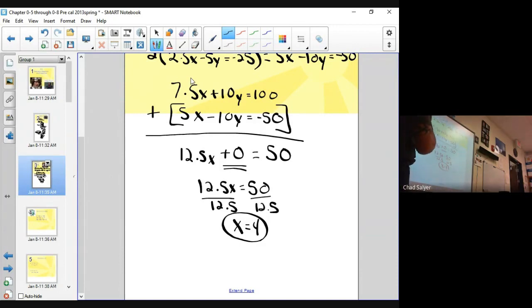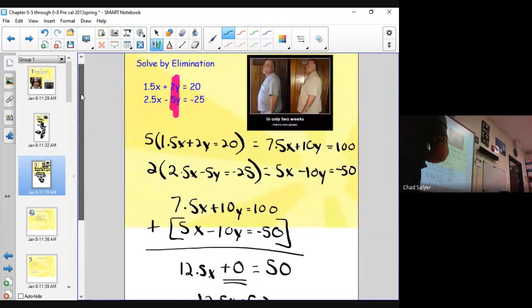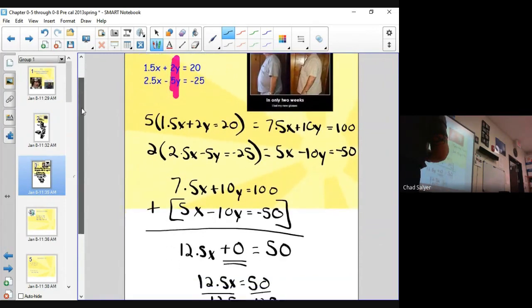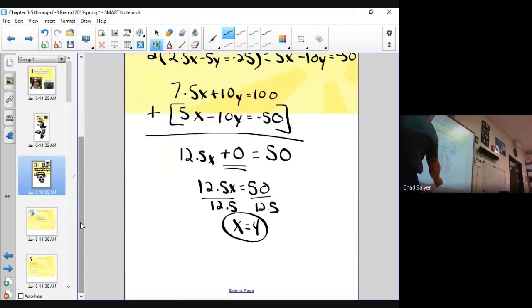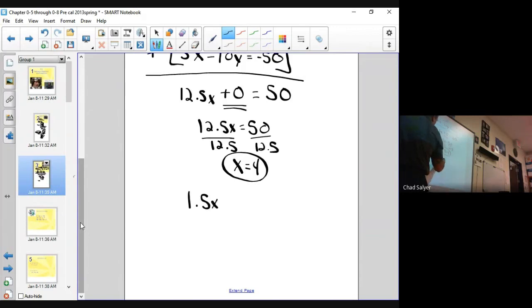Okay, so now we have the x, same process as before. We're going to plug that back in to get y. I know that 1.5x plus 2y equals 20. So I can pick any true equation about x and y, plug in the x value, and it'll allow me to solve for y.